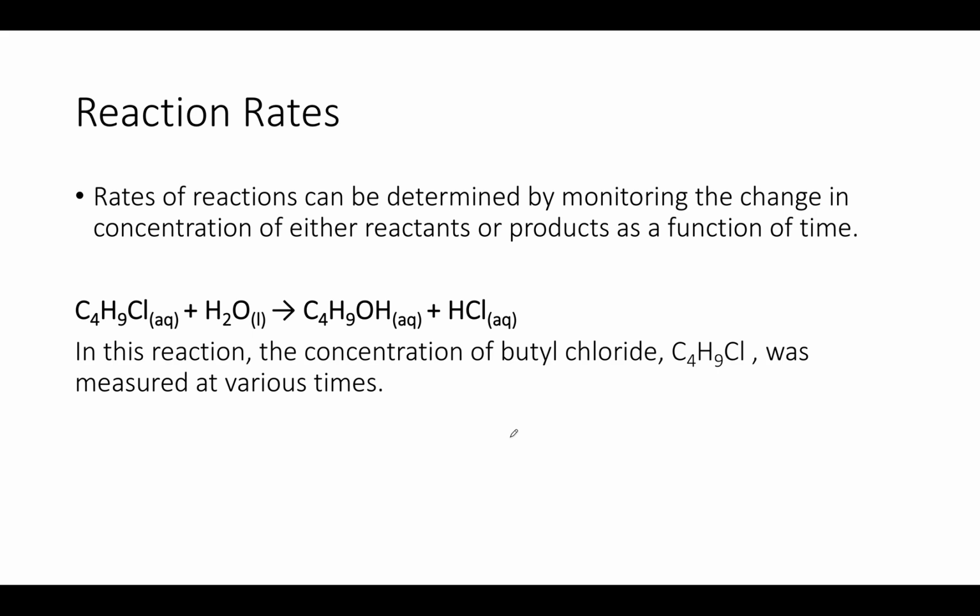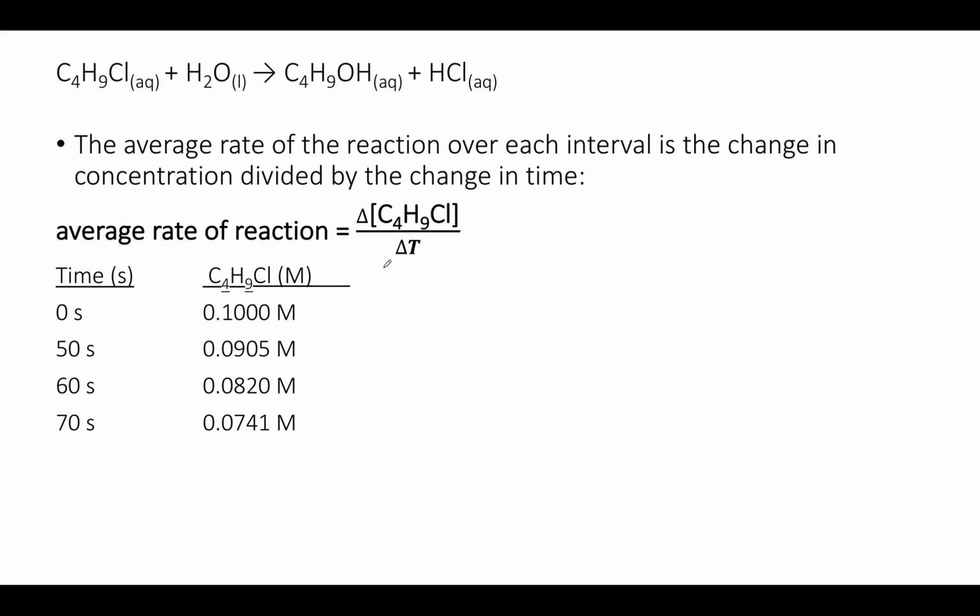So I have an example reaction here. I'm combining butyl chloride with water and I am forming butyl hydroxide and hydrochloric acid. And what I've done is I made a data table of the time in seconds and the concentration of butyl chloride at that time. So while I can study the change in butyl chloride concentration, the average rate of reaction will change.